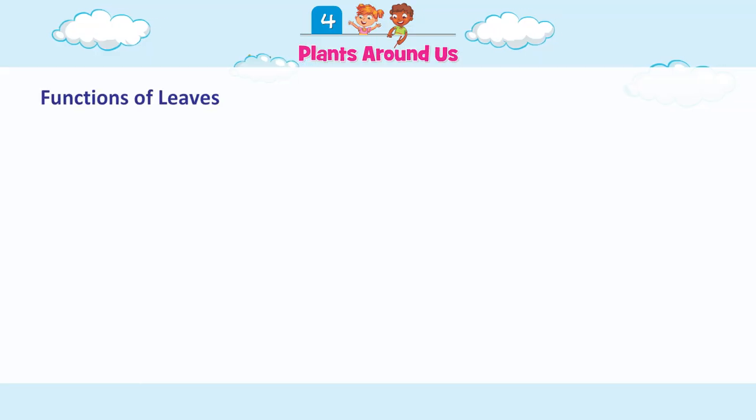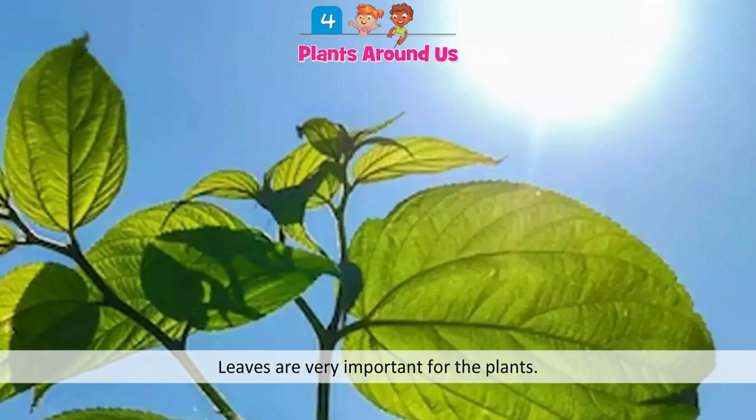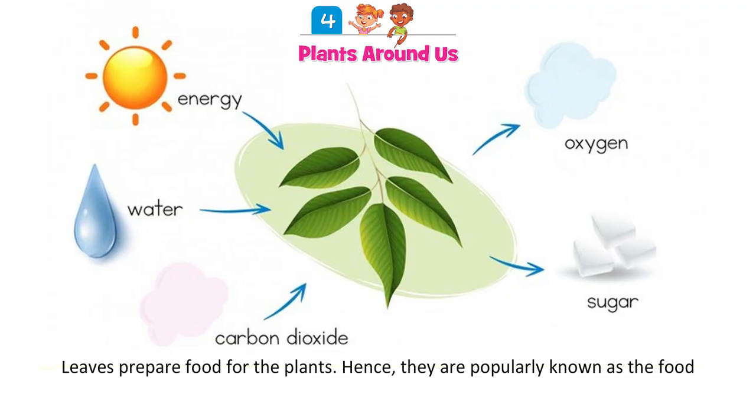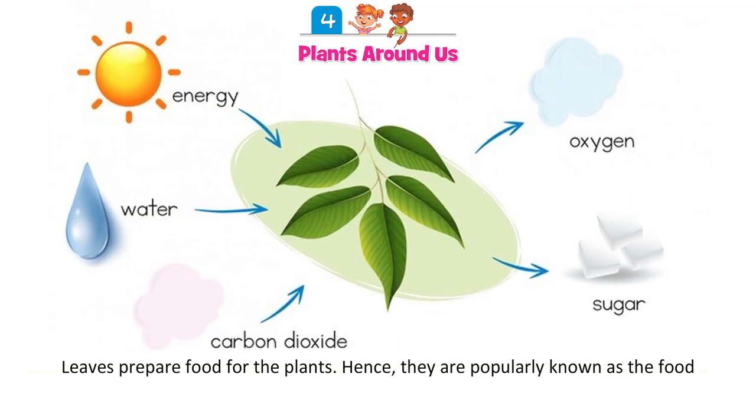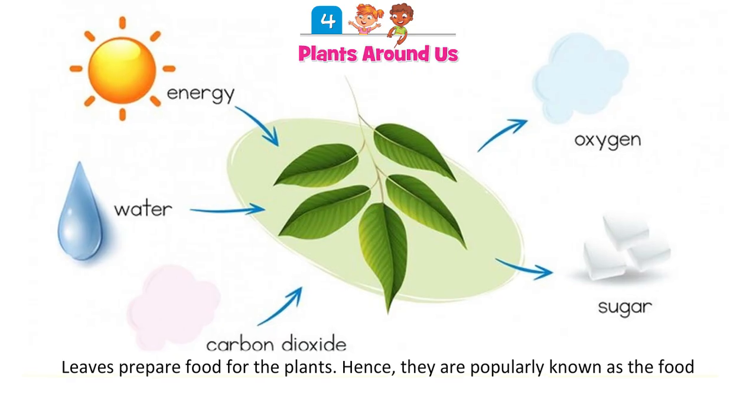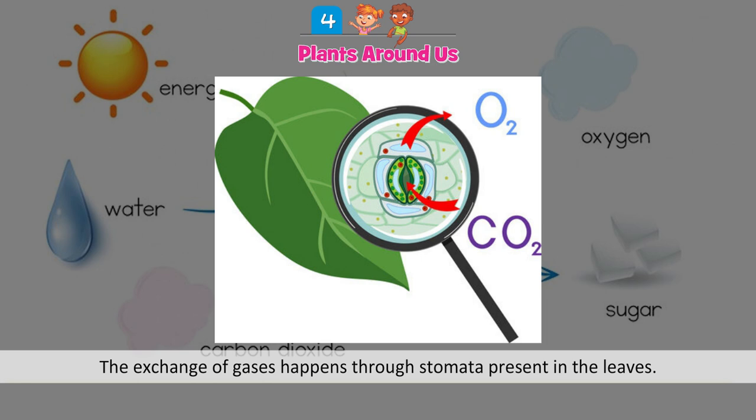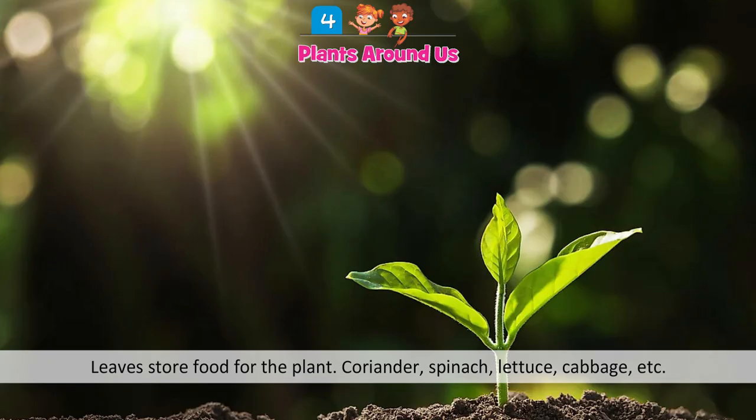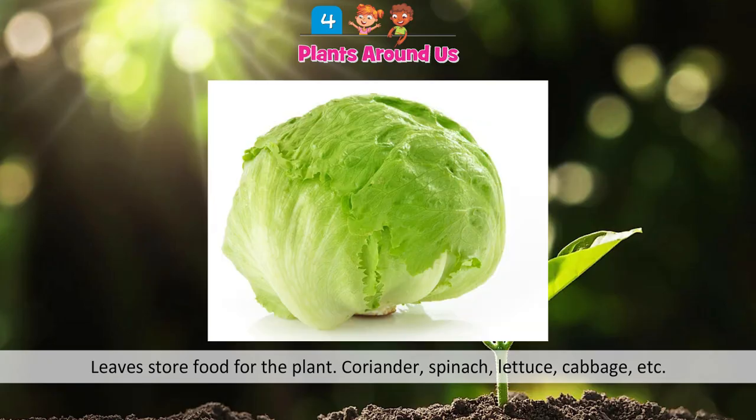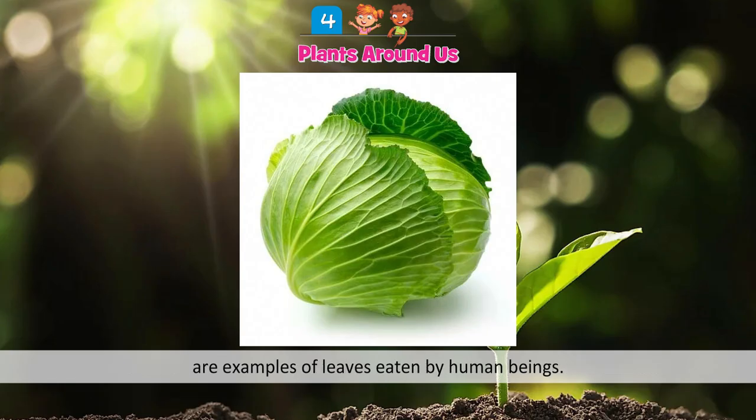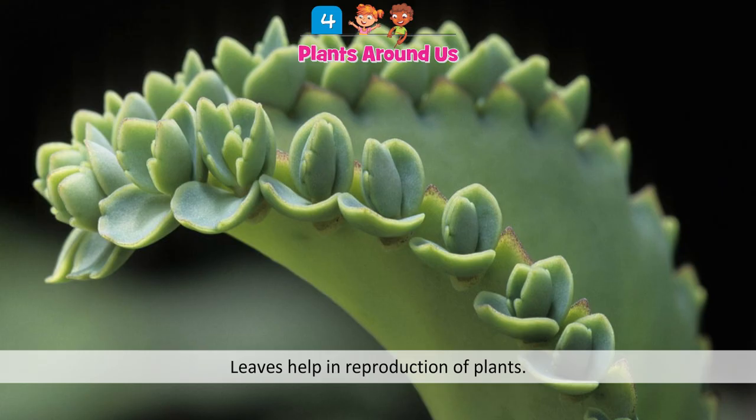Functions of leaves. Leaves are very important for plants. Leaves prepare food for the plants. Hence, they are popularly known as the food factory of a plant. The exchange of gases happens through stomata present in the leaves. Leaves store food for the plant. Coriander, spinach, lettuce, cabbage, etc. are examples of leaves eaten by human beings. Leaves help in reproduction of plants.